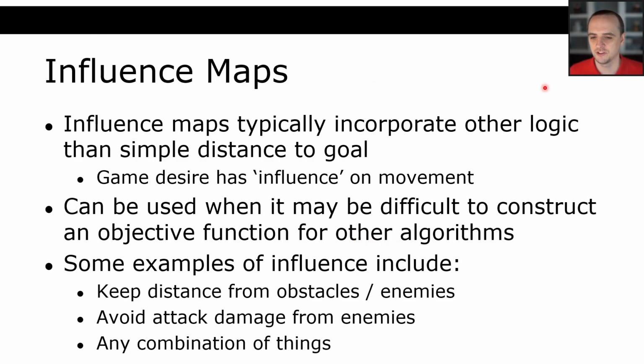So some examples of influence could include keeping distance from obstacles or enemies. That's kind of the explosive barrel thing. Avoid attack damage from enemies. So for example, if you have a pathfinding system in an RTS game and you send your units at the player, but the player has some towers or some cannons or something like that, some bunkers, you may want your pathfinding to still go towards the base, but maybe steer away from those things too. And influence maps could help you do that. Or any combination of things.